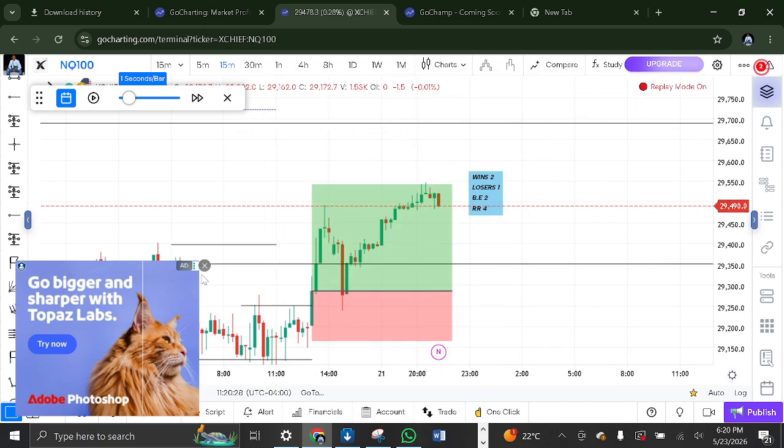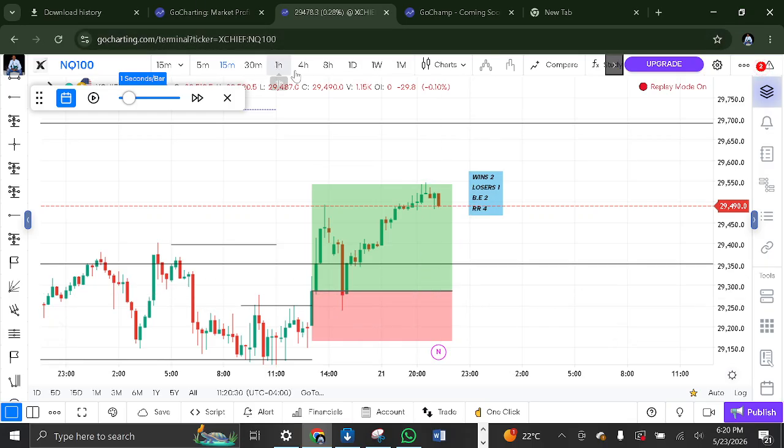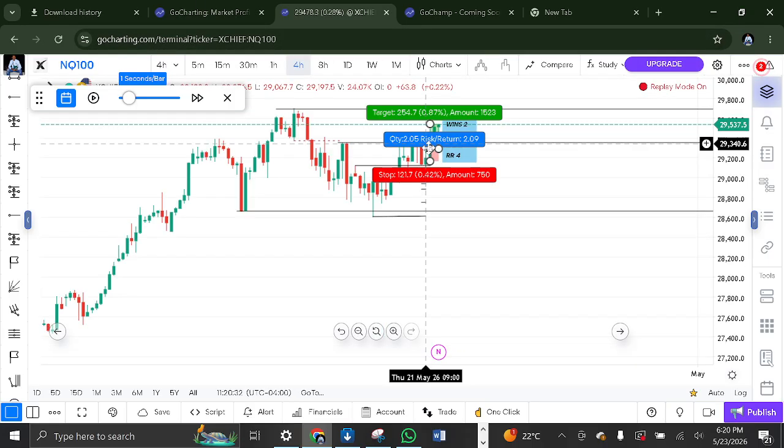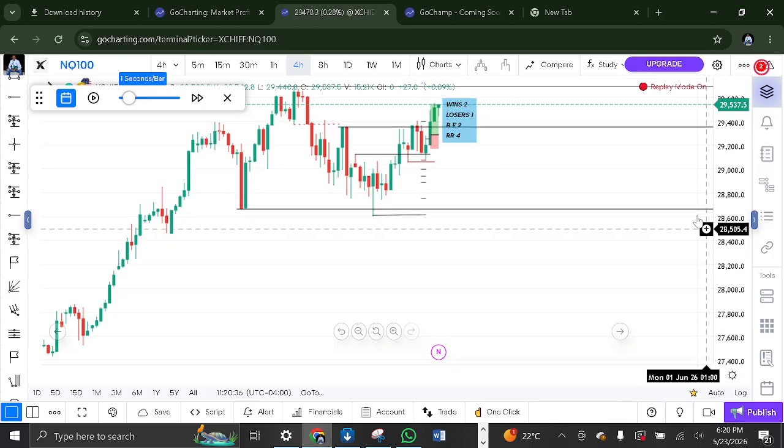Right there. So with that day, I think we can close it and maybe go to the 4-hour time frame and try to see what the market has actually done.